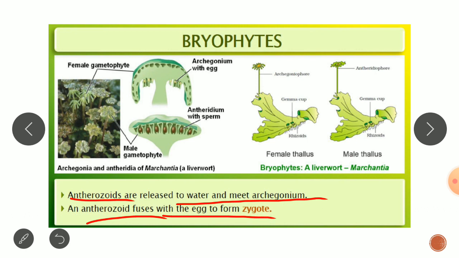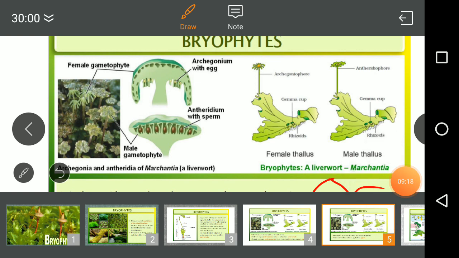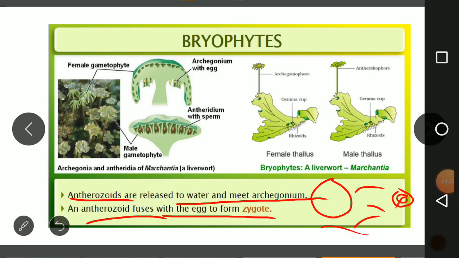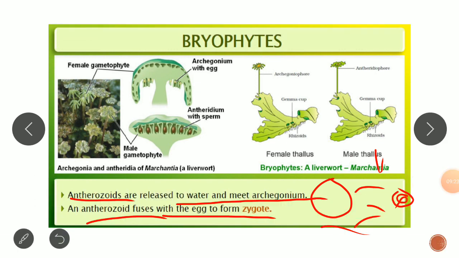Now suppose here you have the female, this is the archegonium, and this is the male, the antheridium, which is producing the anthrozooids. This all is taking place in the water. The antheridium is producing the male gametes. These male gametes are released in the water and they come and meet the archegonium. Now in the archegonium, they meet the egg and form the zygote.